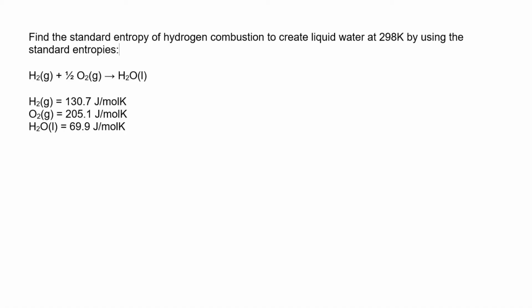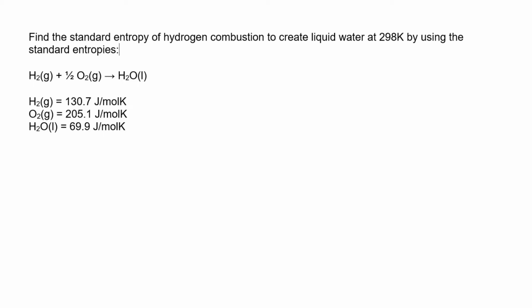This rule establishes a physically meaningful 0 point for entropy, which means that we have a common point for measuring a standard entropy for various substances. Just like the standard enthalpy of formation lets us apply Hess's law to determine the standard enthalpy of reactions, we can use the standard entropy of substances to determine the standard entropy of their reactions. For example, we can find the standard entropy of hydrogen combustion to create liquid water at 298 Kelvin by using the standard entropies.